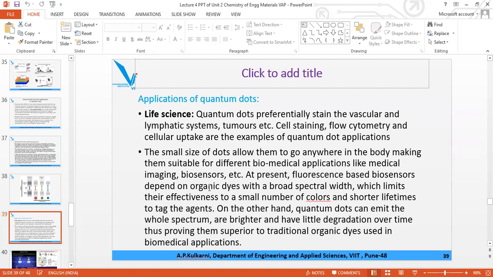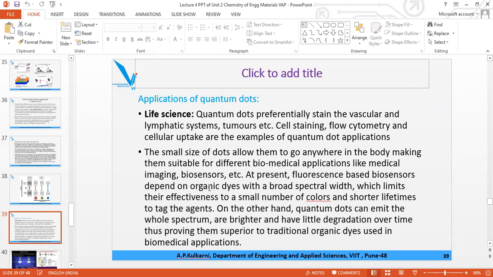So the particular area where the blockage is there will be stained, and then you will come to know that there is a blockage, and then the doctor can treat it. So the main effect in life science is staining the body cells which are affected, which are not the normal ones. By differentiating the affected from the normal ones, the doctor can diagnose the disease and take treatment well in advance. That is the first application of quantum dots.